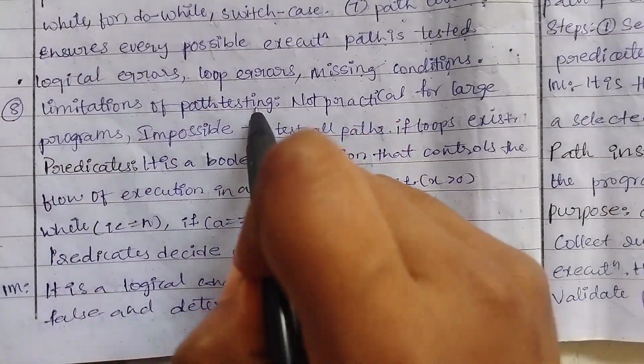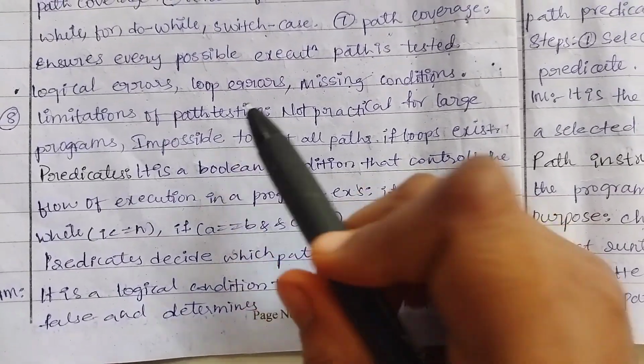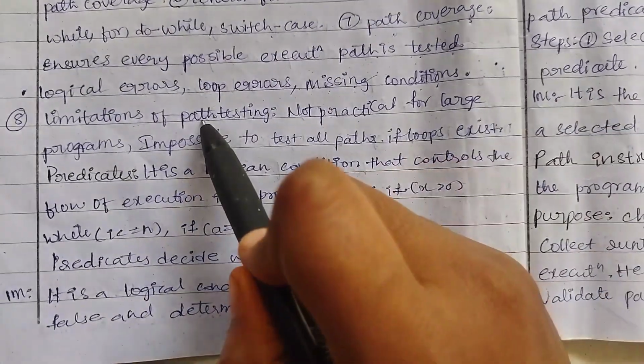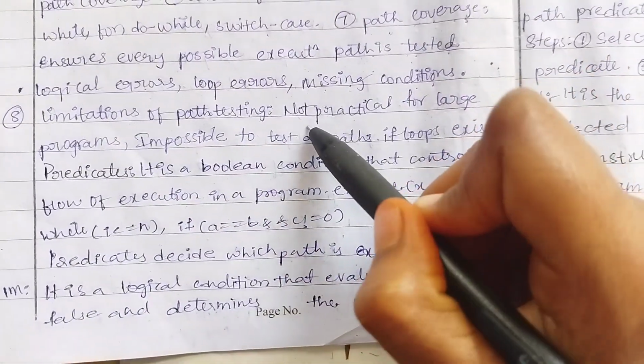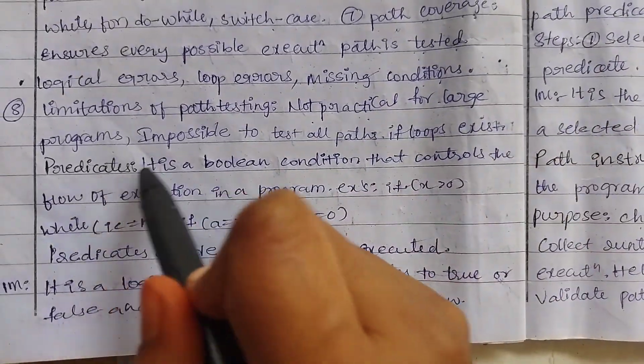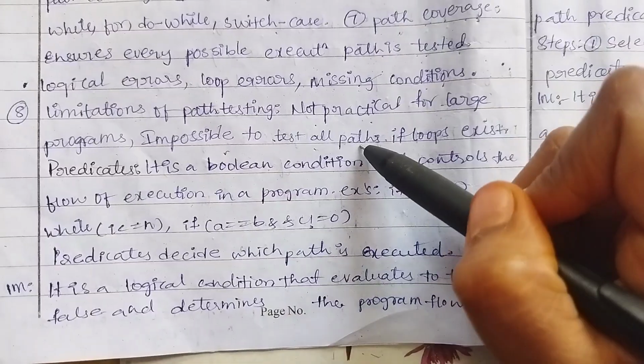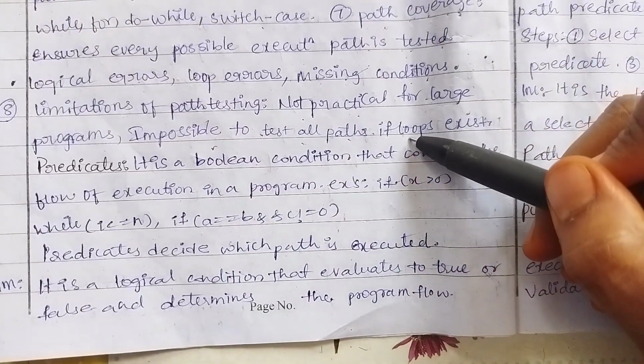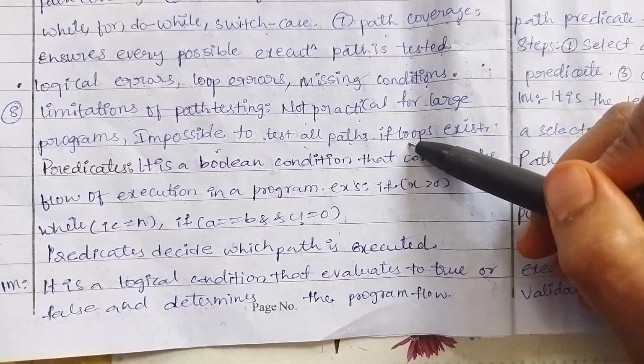Limitations of path testing. We have some disadvantages, limitations or drawbacks of using the path testing concept, like not practical for large programs, and impossible to test all paths if loops exist.